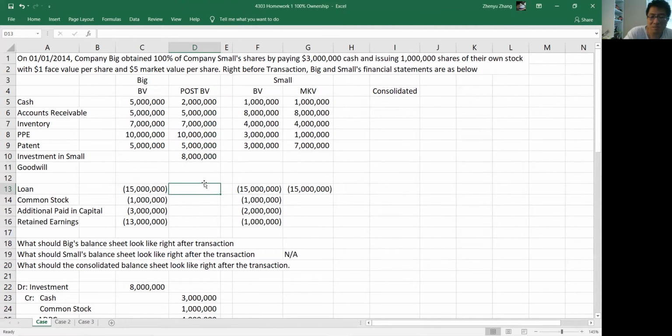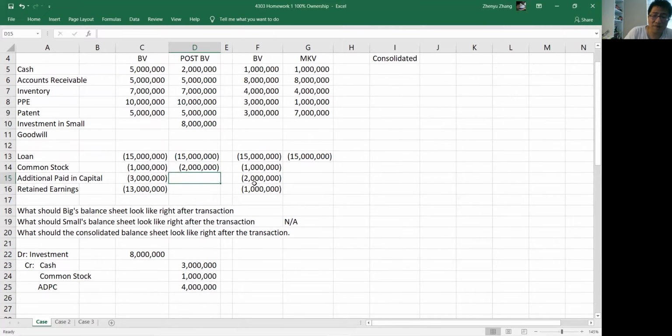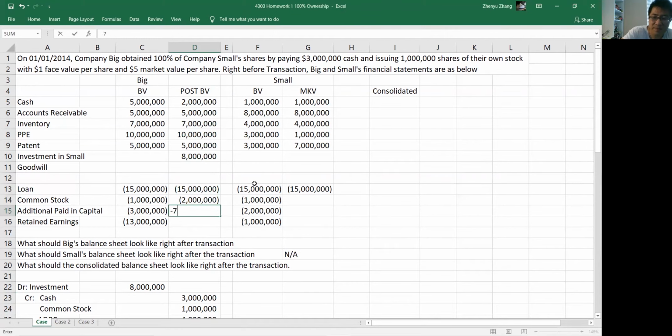Now loan, nothing changed. Common stock used to be 1 million, now we know it's 2 million. Additional paid-in capital used to be 3 million, now it's 7 million. Retained earnings didn't change, right? We don't need any equation to figure this out. So if the balance sheet balances, you can see from here, it's good. At least not horribly wrong, right?